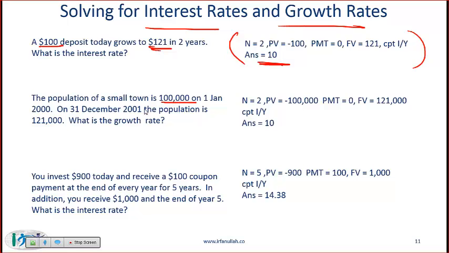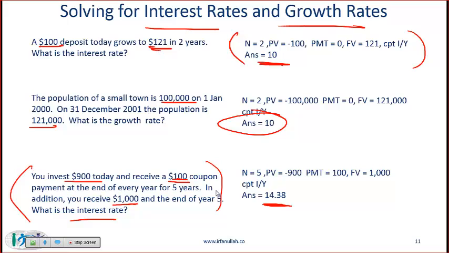Similarly, if you have a population that starts at 100,000 and in 2 years goes to 121,000, plug in the numbers and you will have a growth rate of 10%. This will remind you of fixed income. If you invest 900 today, let's say in a bond, and receive a 100 coupon at the end of every year for 5 years, this is the payment. In addition, you receive 1,000 at the end of year 5. What's the interest rate? So plug in numbers. This should look a lot like calculating the yield to maturity on a regular straight bond. So this is the answer that you should get.